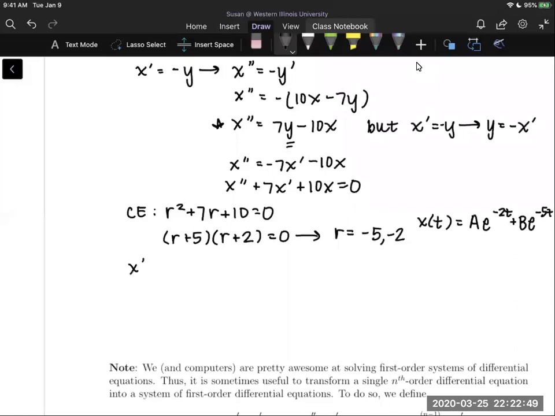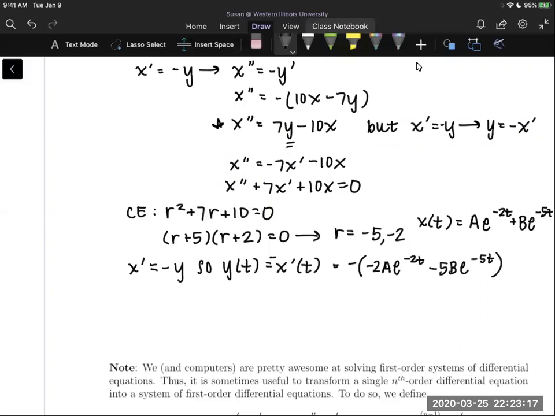Again, remember that x prime equaled negative y. So y of t is negative x prime of t, which is going to be negative 2a e to the negative 2t minus 5b e to the negative 5t. All right, and so now I have my setup for x of t and y of t.